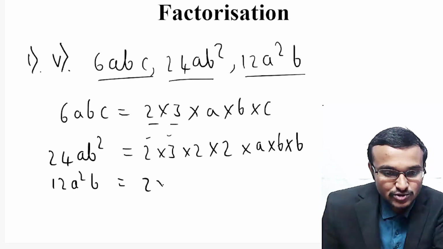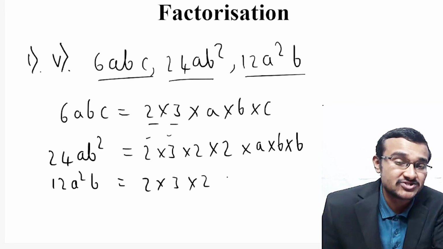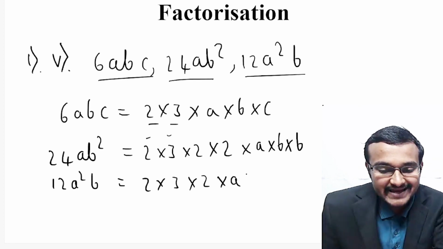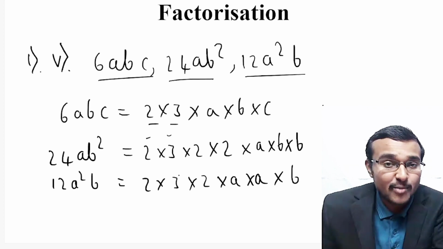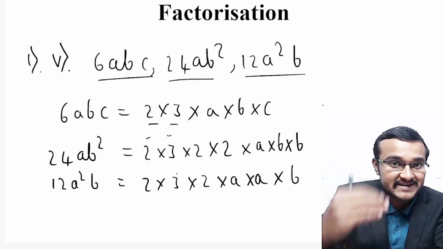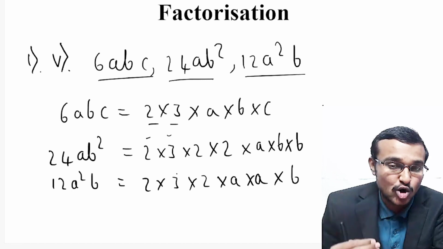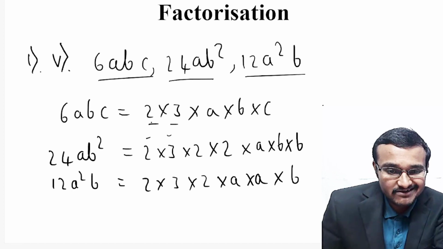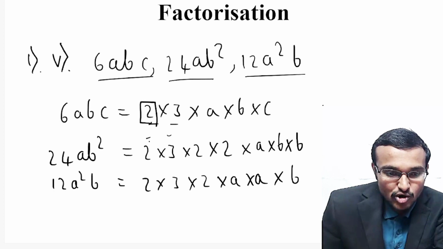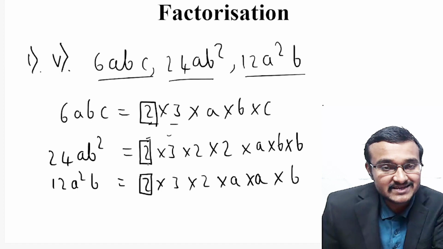So it will be 2 into 3 into 2. Because 2 into 3 is 6, 6 into 2 is 12 a square can be written as a into b is also there. So now you can take common factors among all three terms, not between two terms. You should take common factor among all three terms which are there here. So now here 2 is common among all these three terms. So here also 2 is there, here also 2 is there, here also 2 is there.